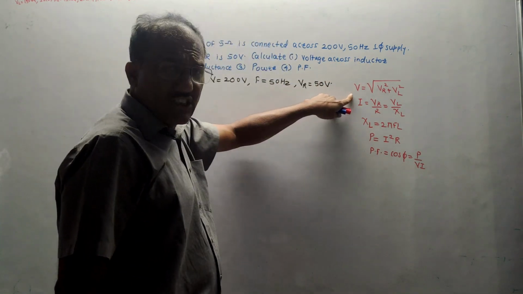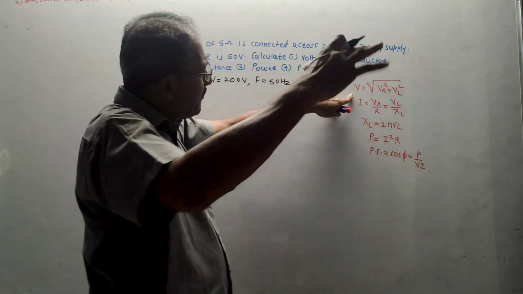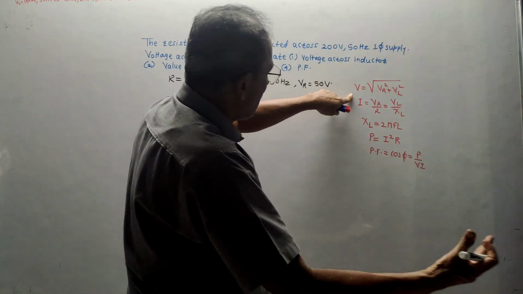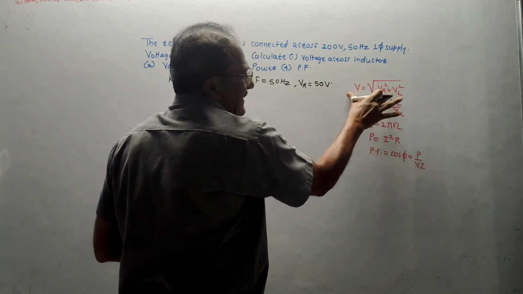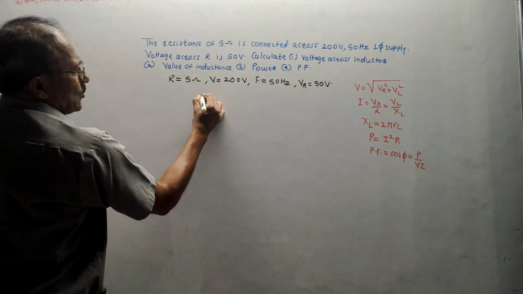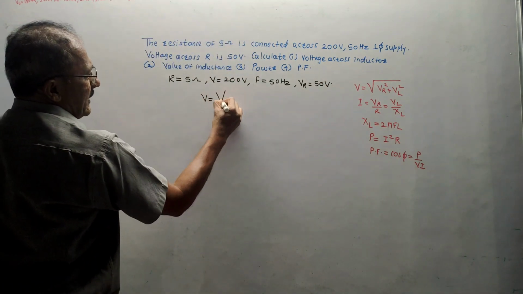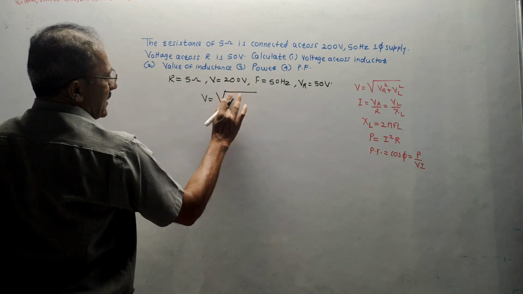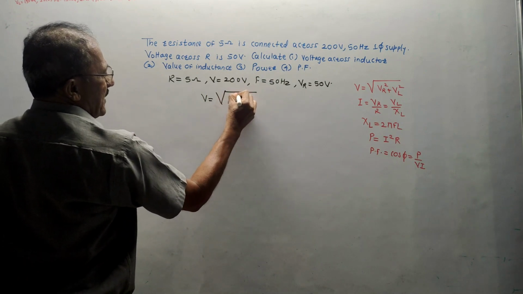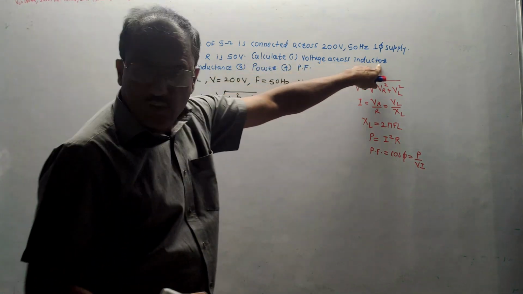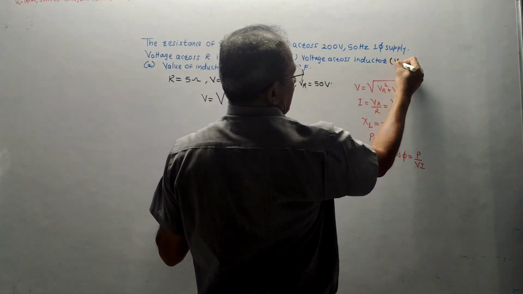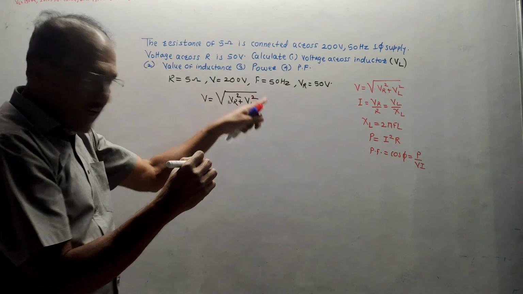Now do remember this generalized formula. If in another numerical VL is given and it is asked to calculate VR, the same formula is applicable. So I am making use of this formula. First formula, V is under root of VR square plus VL square. My aim is to calculate the voltage across the inductor, denoted by VL. So I need to calculate VL.